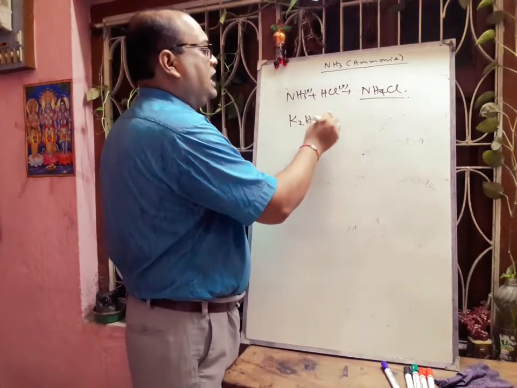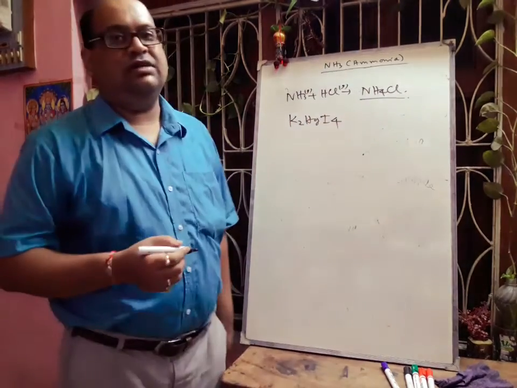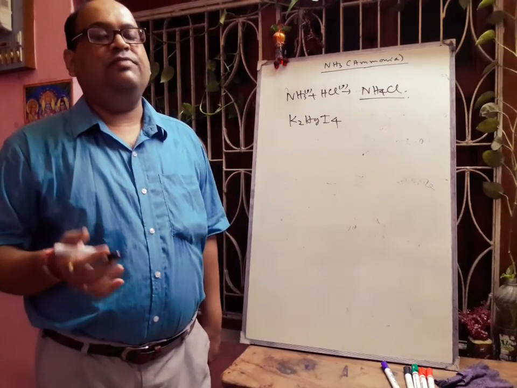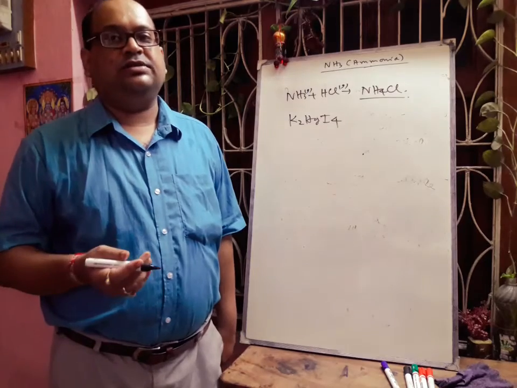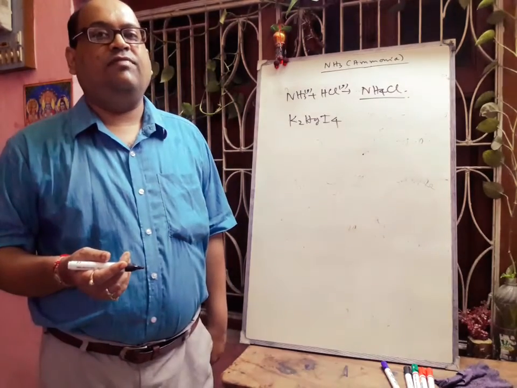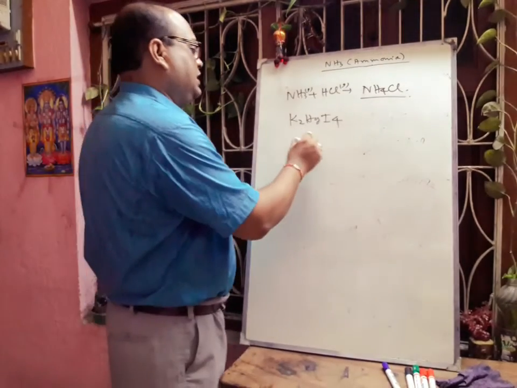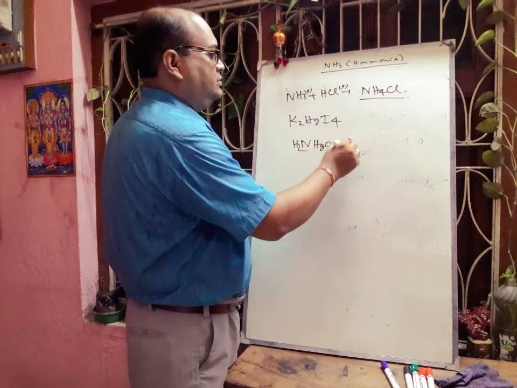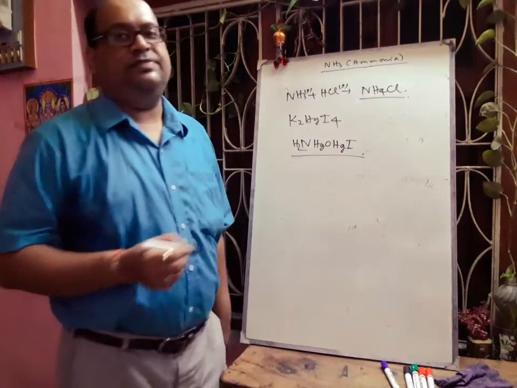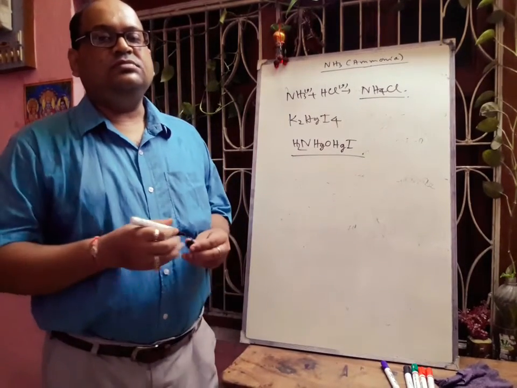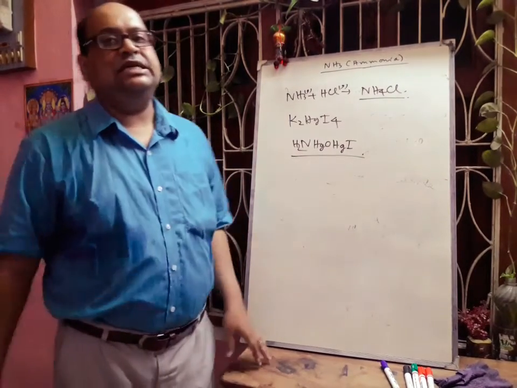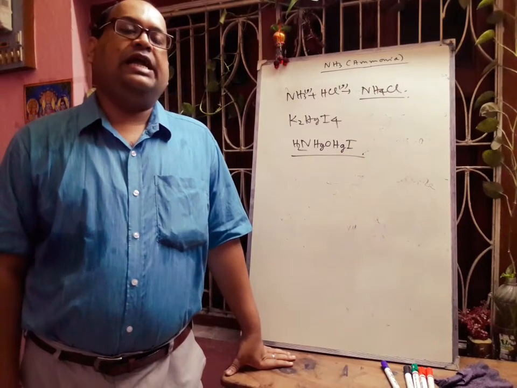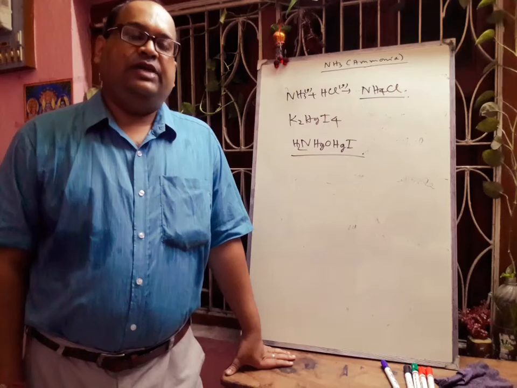So this K2HgI4 will react with ammonia solution in the presence of a base. If we take potassium hydroxide or sodium hydroxide, then there will be formation of a brown precipitate, that is nothing but NH2HgO·HgI. That is the brown precipitate. So by Nessler reagent we can confirm the ammonia gas. In this way we can identify the ammonia gas.